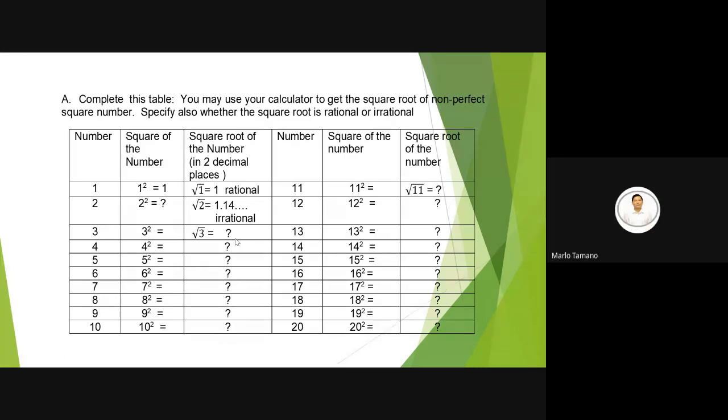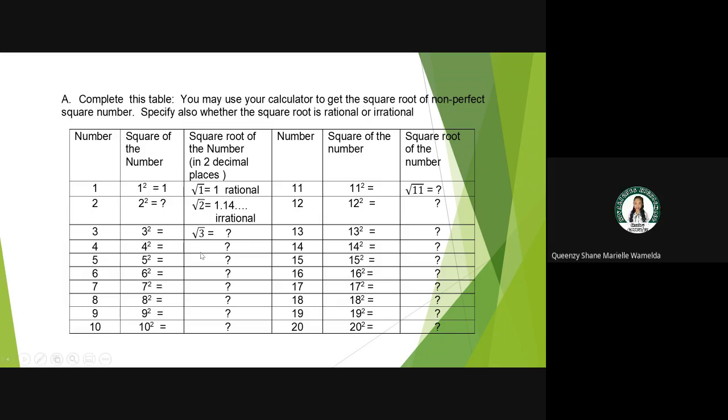Irrational or rational? Irrational po. Okay, so rational po. Irrational po siya. Irrational. Next, square root of 4.